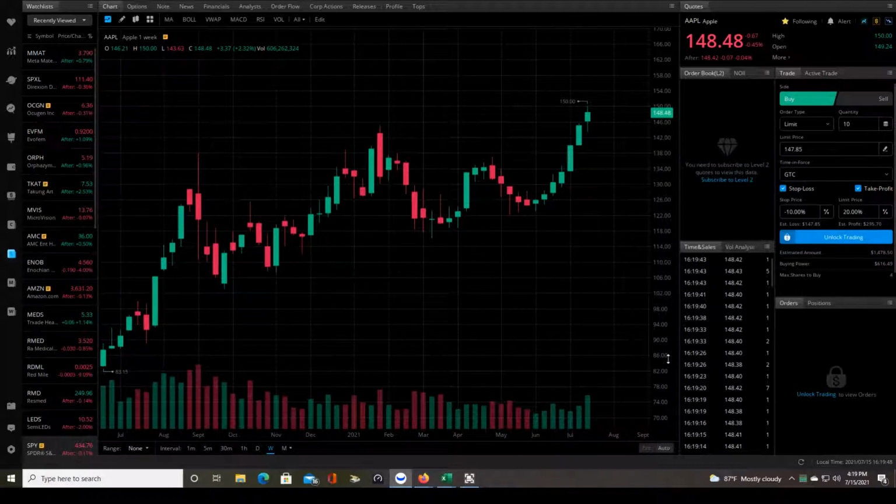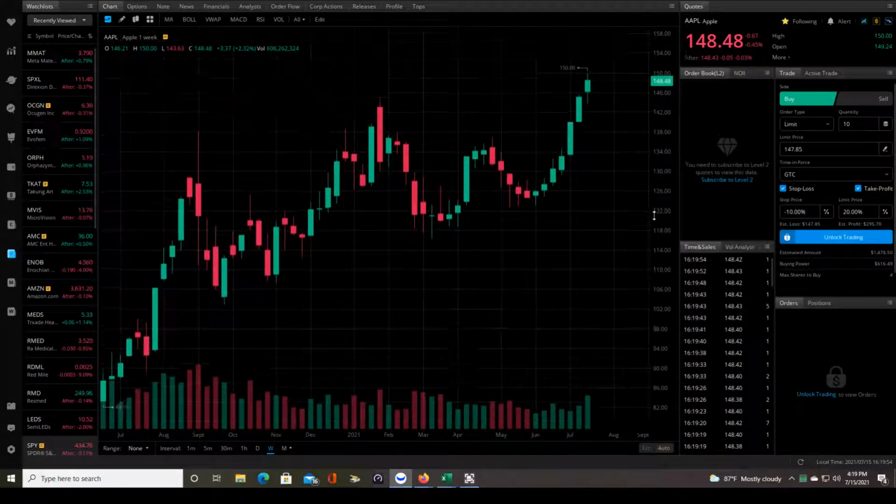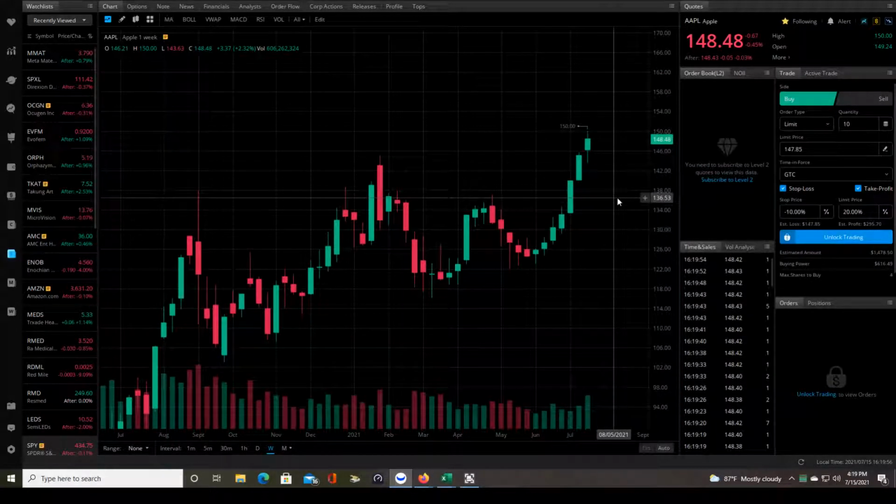So right now, we're going to use Apple as our example. The ticker symbol is AAPL. We have it up here on the weekly time frame. So we're going to work from the weekly time frame down to the 1 minute time frame.